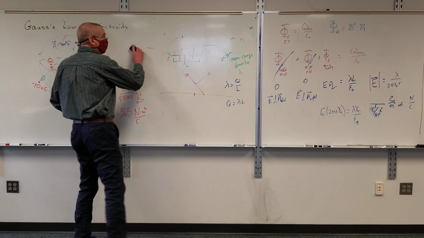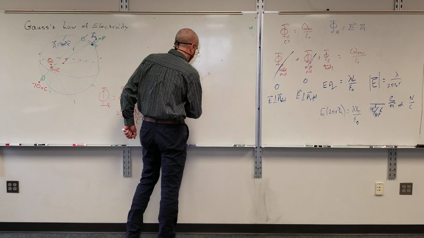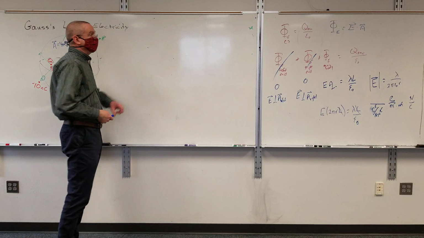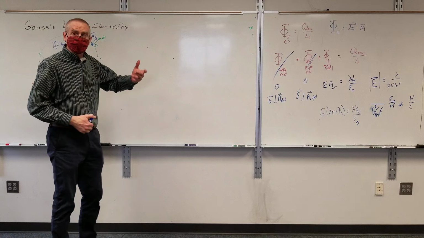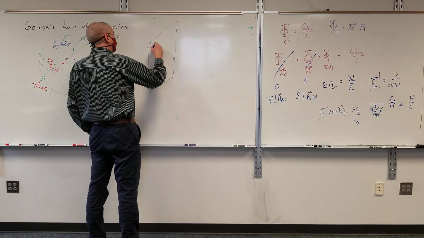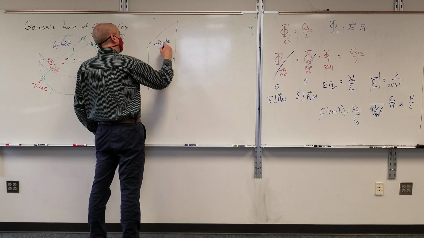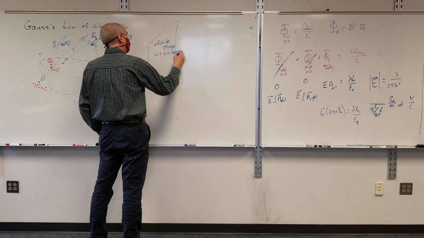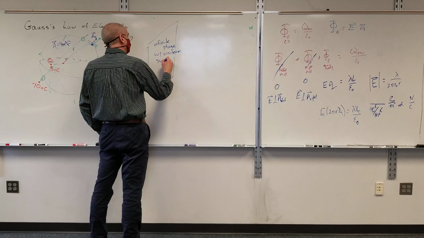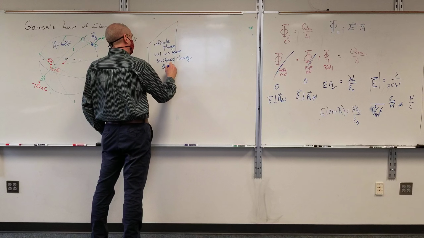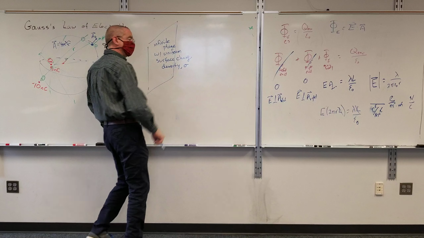All right, let's do the other one. So we did the infinite line, we've done the sphere. Now it's time for the infinite surface, the infinite plane, I should say. Infinite plane with uniform surface charge density, sigma.